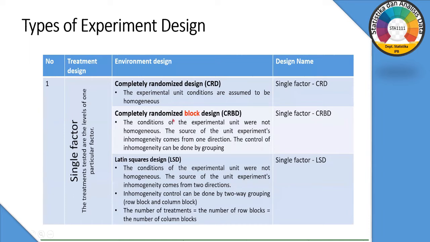And then you can also apply double blocking, let's say Latin square design. Then the design name here, of course, the measurement design is not included because it is related to the measurement only. Then the name of the design here is single factor CRD. Here, single factor CRBD, completely randomized block design. Here, single factor LSD, or single factor Latin square design. So that is the way to identify the design of your experiment.